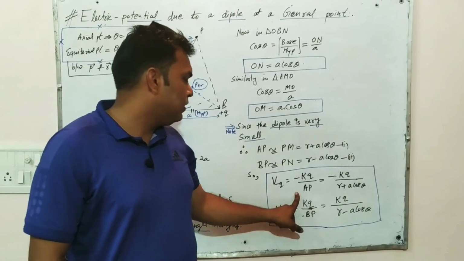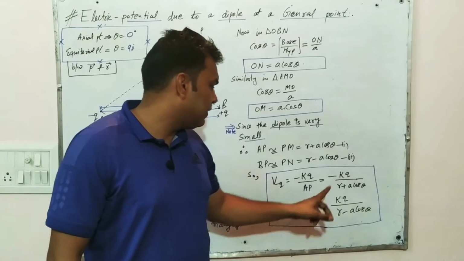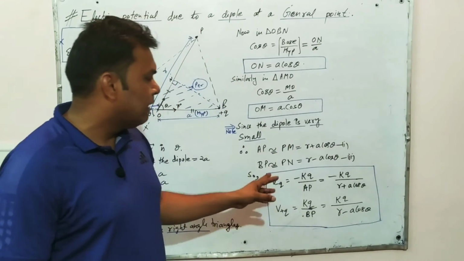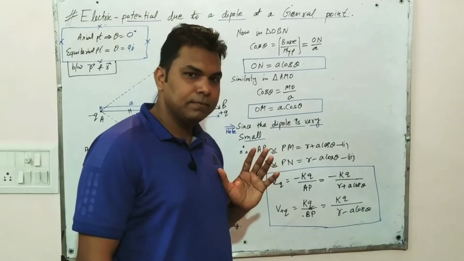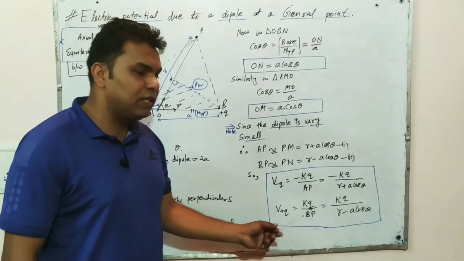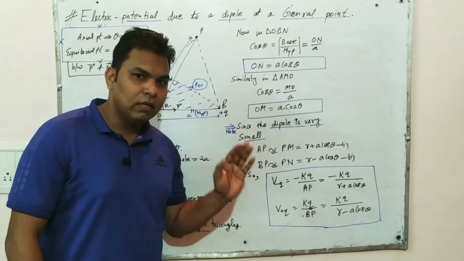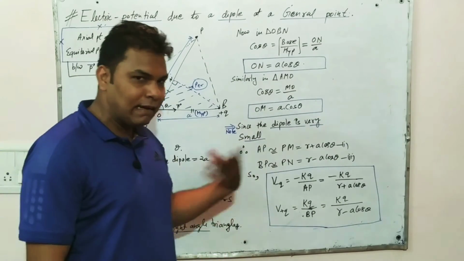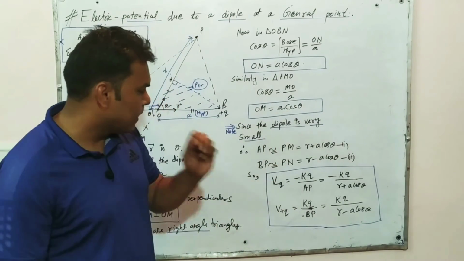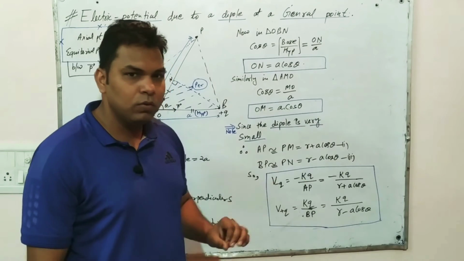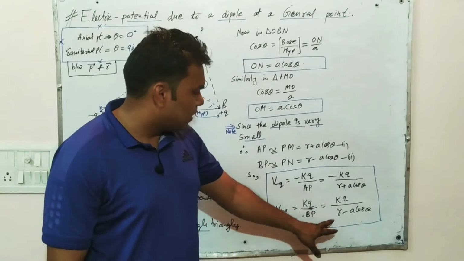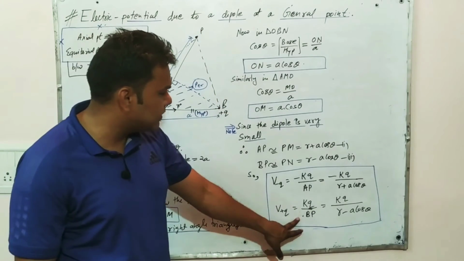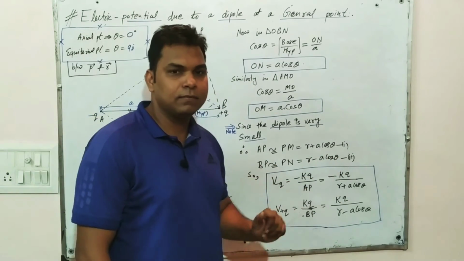Put the value of AP from the above equation. We have minus KQ upon R plus A cos theta, because the value of AP is R plus A cos theta. Similarly, the potential of the positive charge comes out to be positive, because potential is a scalar quantity. For negative charge it is negative, and for positive charge it is positive. Now, KQ upon BP is equal to KQ upon R minus A cos theta. Why? Because the value of BP is R minus A cos theta.